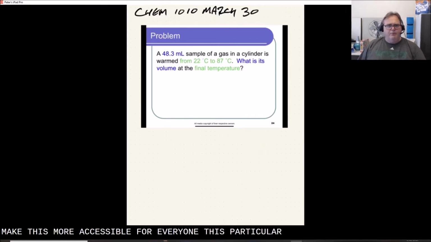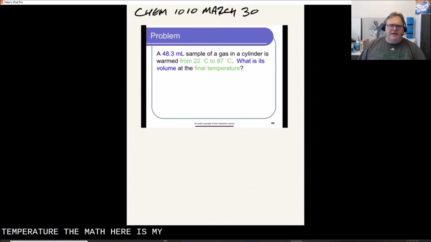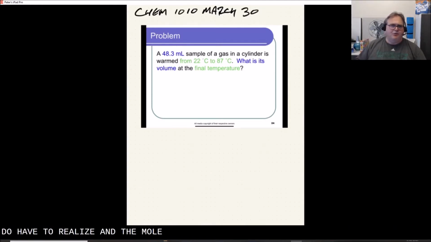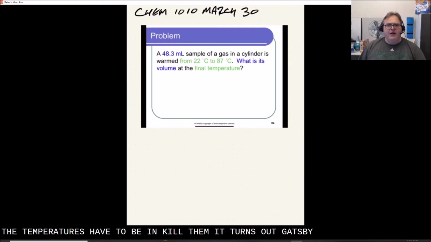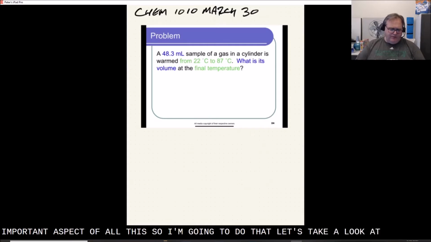This particular problem, we're focusing on Charles's law, how the volume of a gas will change with a change in temperature. The math here is not going to be very challenging, but the big thing we do have to realize, and the most important thing about solving these problems, is the temperatures have to be in Kelvin. It turns out gas behavior is such that it's at 0 Kelvin where gas molecules stop moving, and that's effectively the important aspect of all this. So we're going to do that. Let's take a look at what we've got.